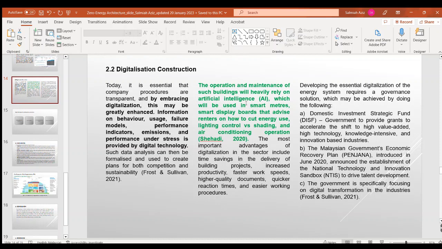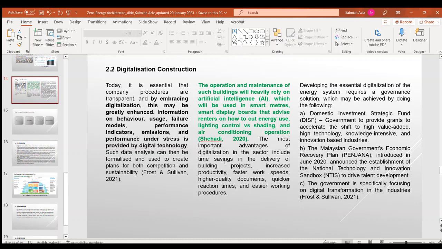The operation and maintenance of such buildings will heavily rely on artificial intelligence, AI, which will be used in smart meters, smart display boards that advise renters on how to cut energy use, lighting control versus shading, and air conditioning operation. So this is stated by Shahadi 2020.